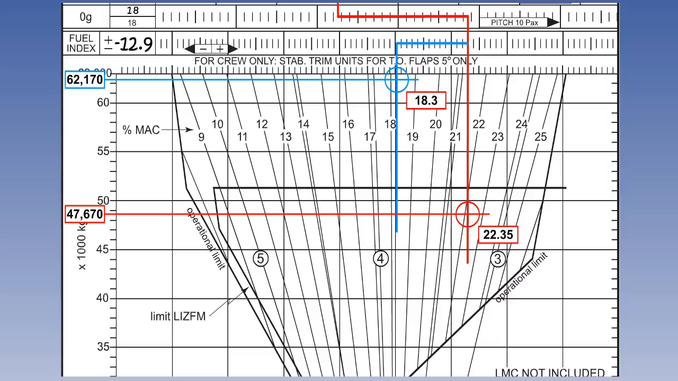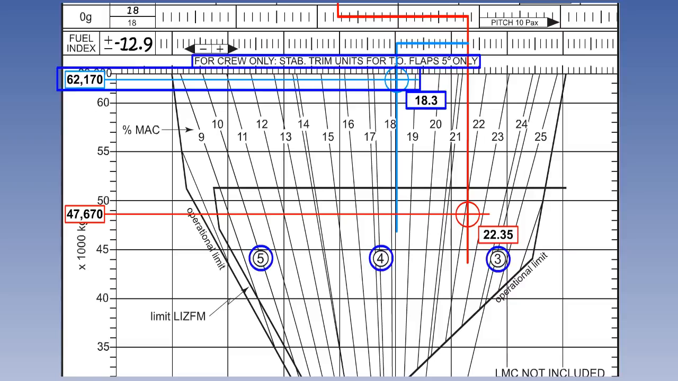The takeoff stabilizer trim setting for flap 5 degrees is established inside the centre of gravity envelope under the heading "For Crew Only, Stab Trim Units for Takeoff, Flaps 5 Only." This is achieved by using the takeoff centre of gravity position and where it intersects somewhere between the figures circled 3, 4 and 5 in the envelope.